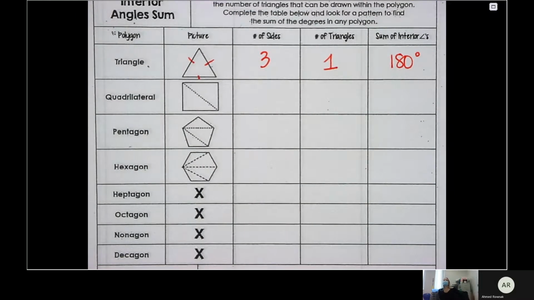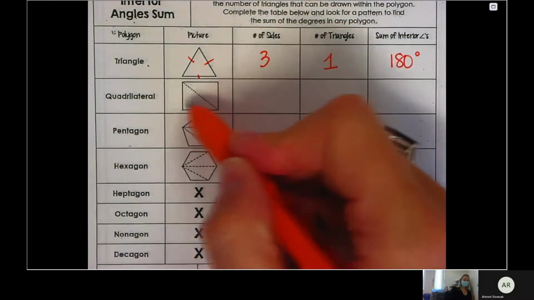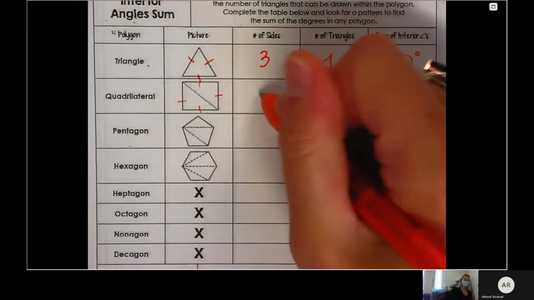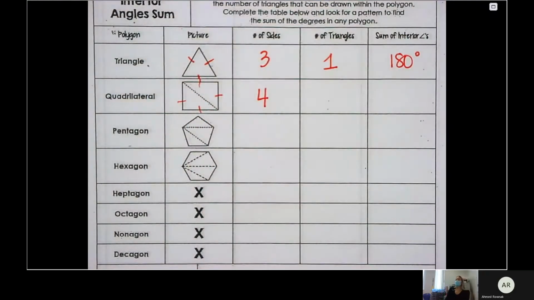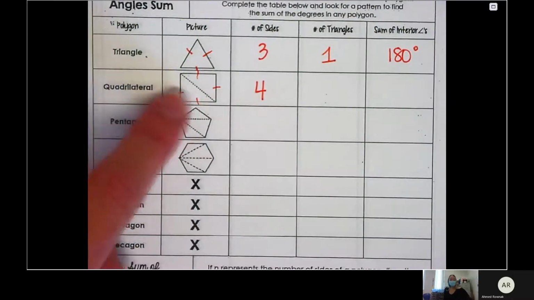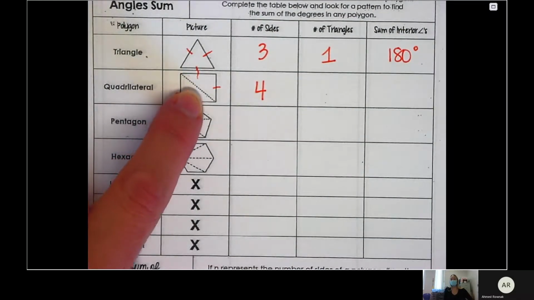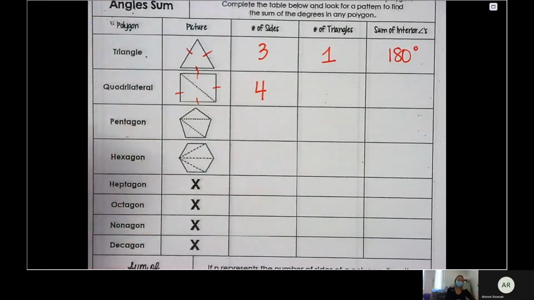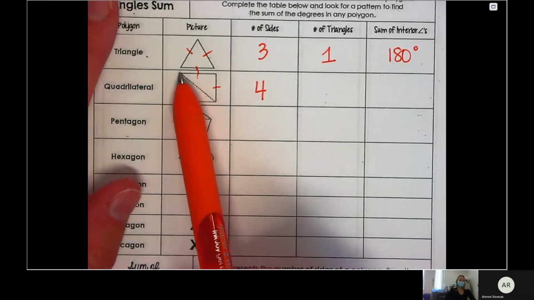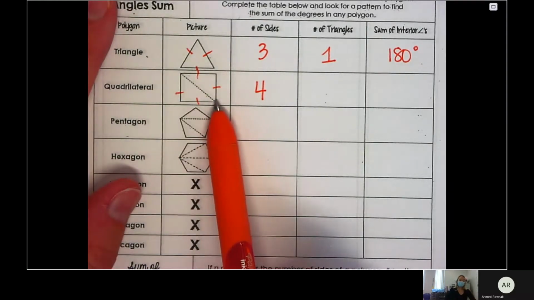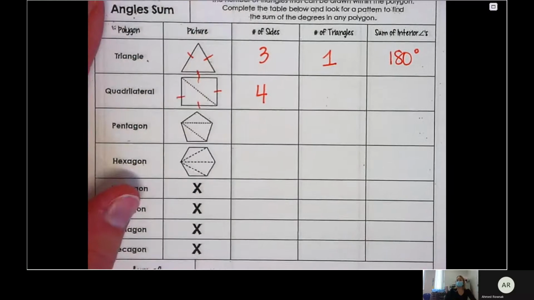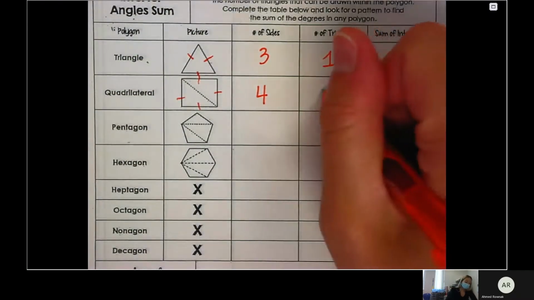Next polygon is a quadrilateral. Quadrilateral means how many sides? 4 sides in a quadrilateral. Good. 1, 2, 3, 4. 4 sides. Now, to find the number of triangles, you can draw something called diagonals. That's these little dotted lines here. And a diagonal just tells you it goes from one vertex to another vertex. How many triangles are in this picture? There are 2 triangles in the picture.